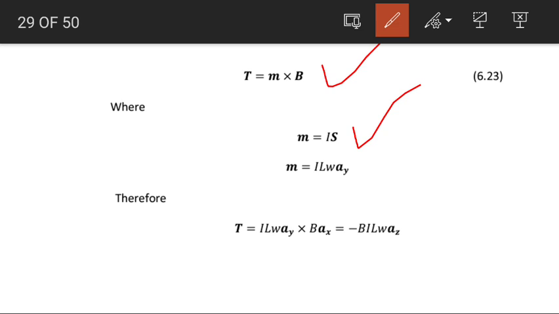I is the current in the loop. S is the area of the loop, and we consider this area as a vector quantity. So M will be equal to I, and the area of the loop will be equal to LW aY. If we put the values in equation number 6.23, we have M, which is basically equal to ILW aY. We have cross B, which is equal to B aX, and we get the same equation. So we can calculate the torque with the help of equation number 6.23 as well.